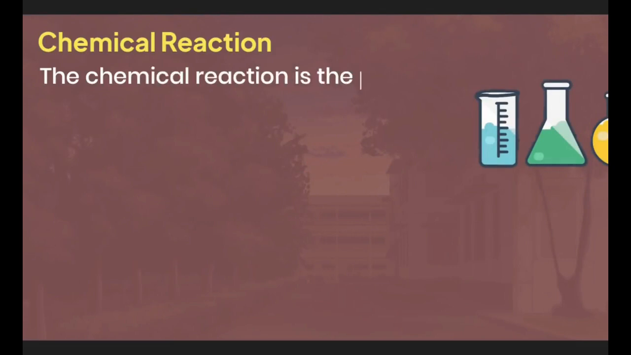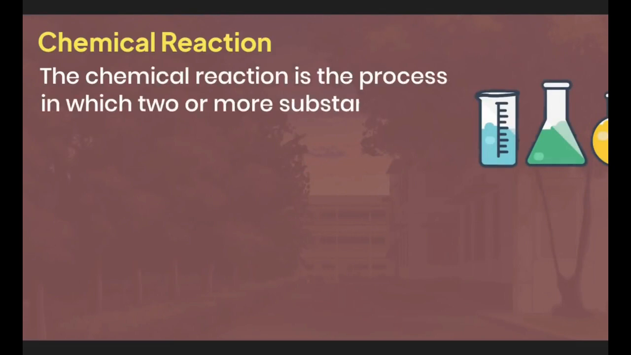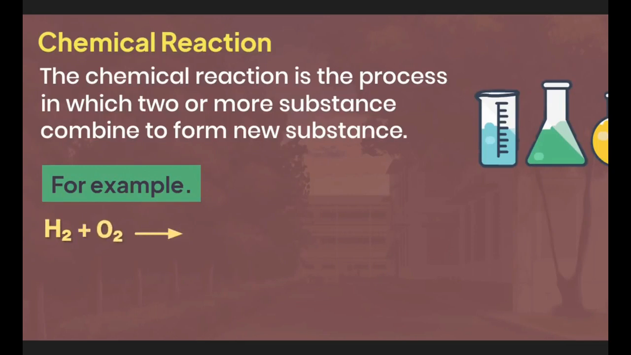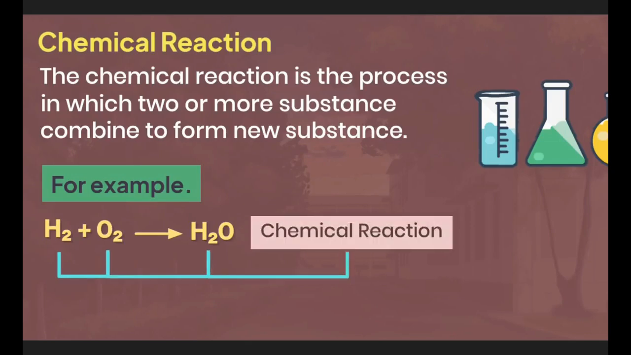Next, we have to learn the definition of a chemical reaction. A chemical reaction is the process in which two or more substances combine to form a new substance. Thus, the two or more substances are the reactants, and the new substance formed is the product. For example, hydrogen plus oxygen gives water. Hydrogen and oxygen react and water is the product. So there are two reactants and one product in this chemical reaction.